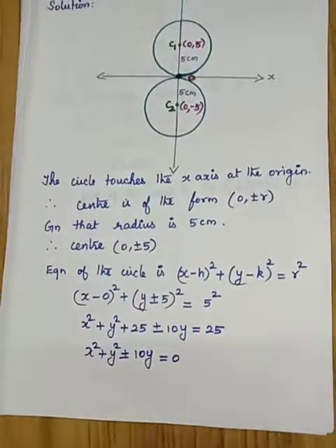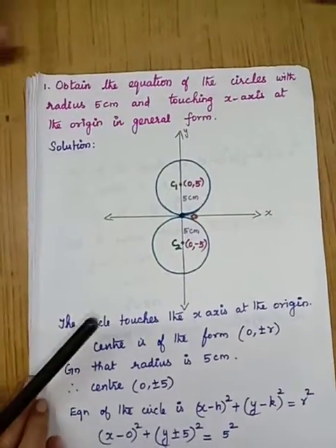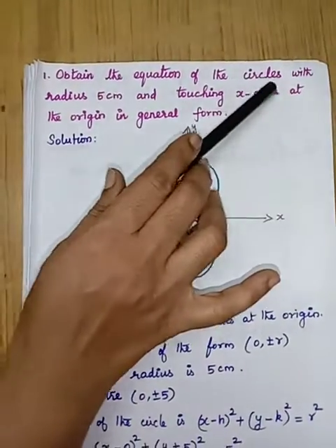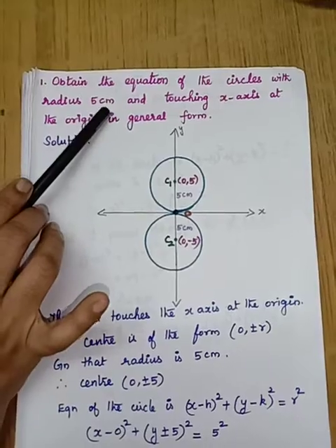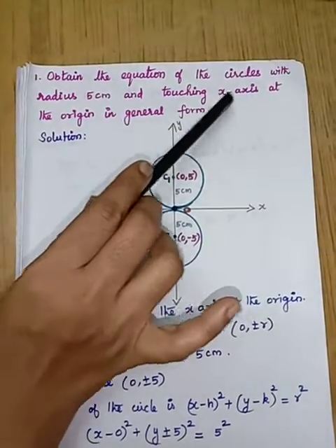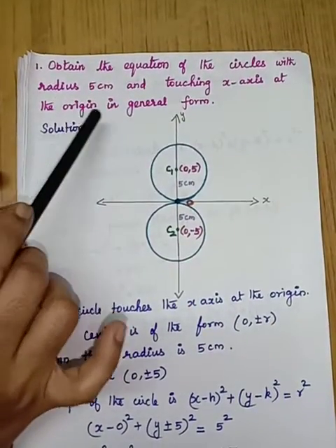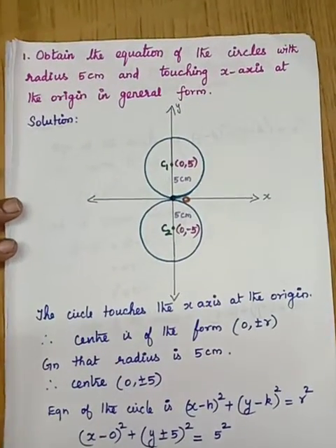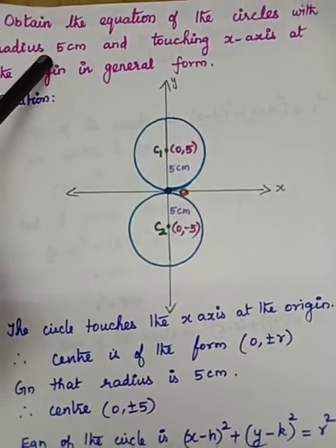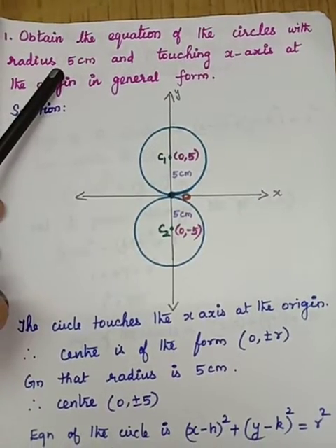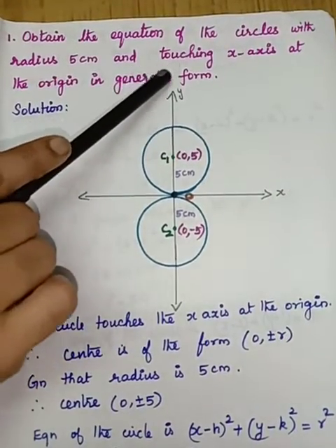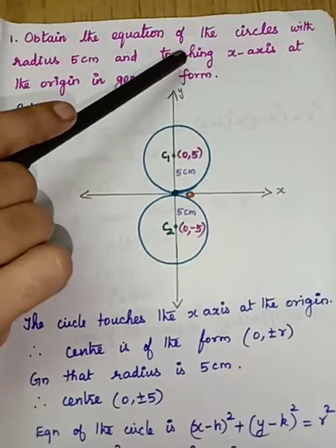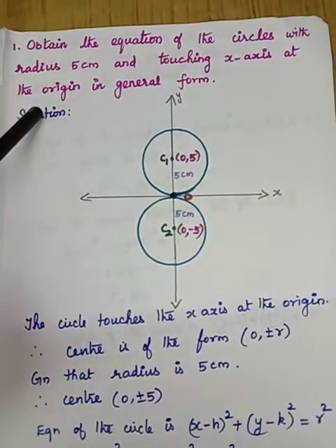Okay, so we'll come to the first problem. Obtain the equation of the circles with radius 5 centimeter and touching x-axis at the origin in general form. Okay, you have to write the equation of the circle. What is given? Radius is given, 5 centimeter. And how should the circles be? They should be touching x-axis at the origin.